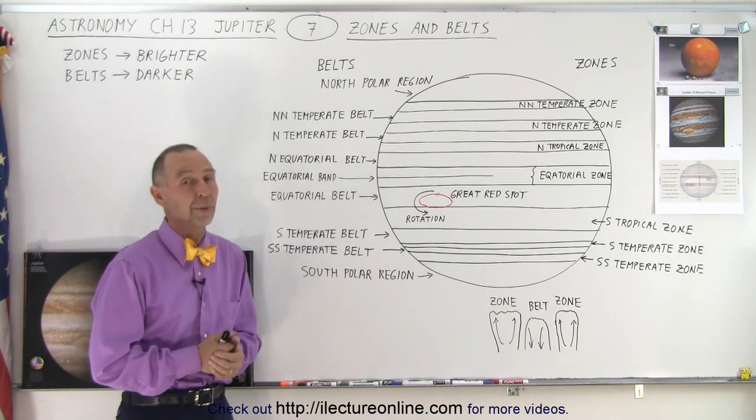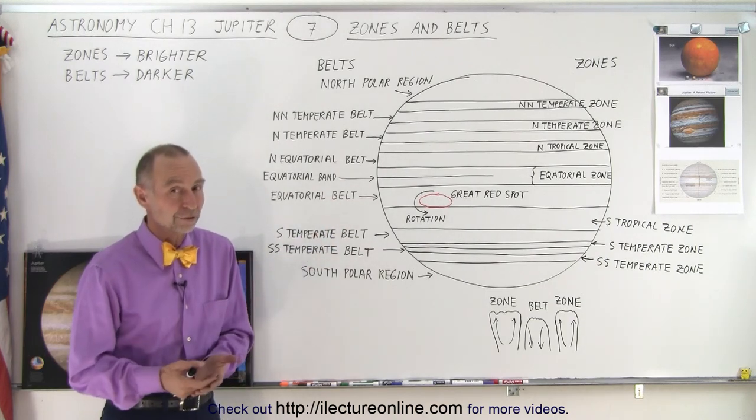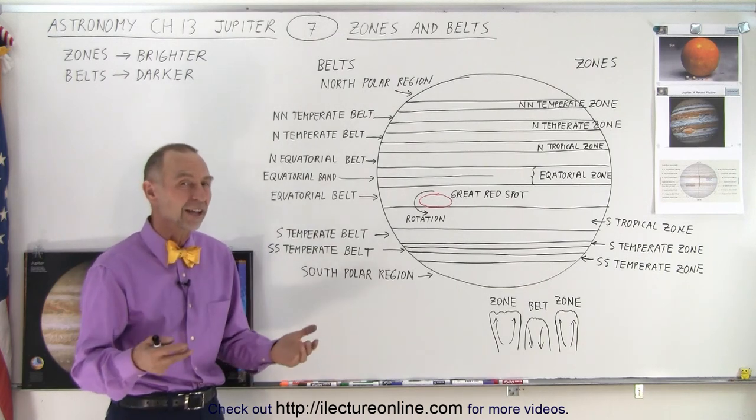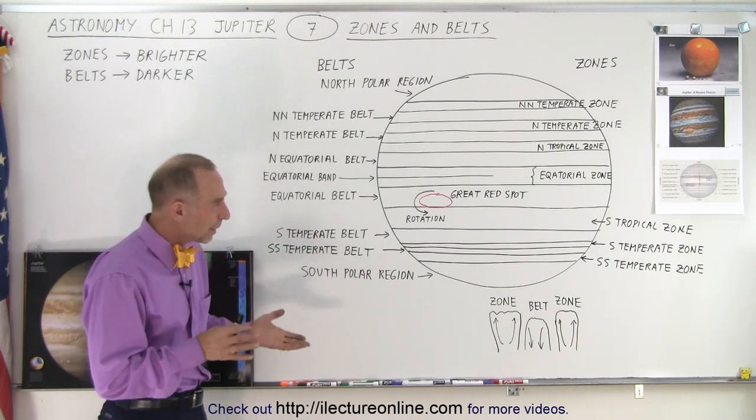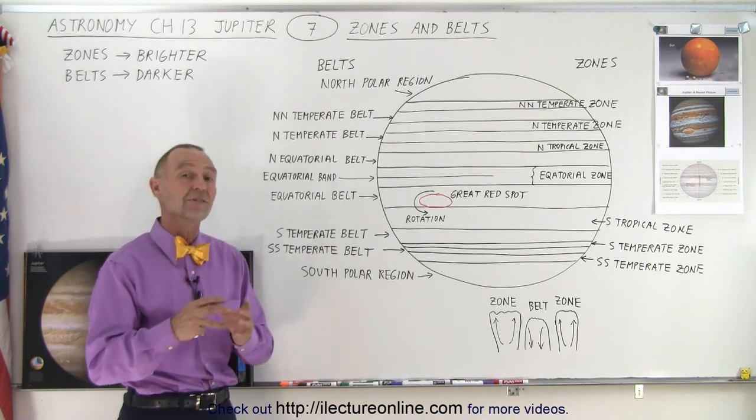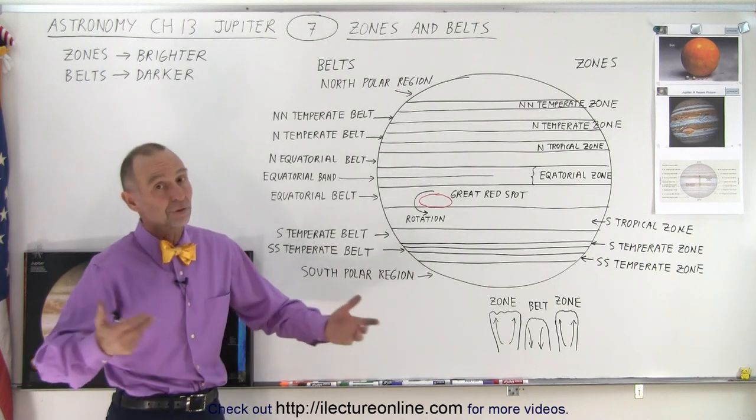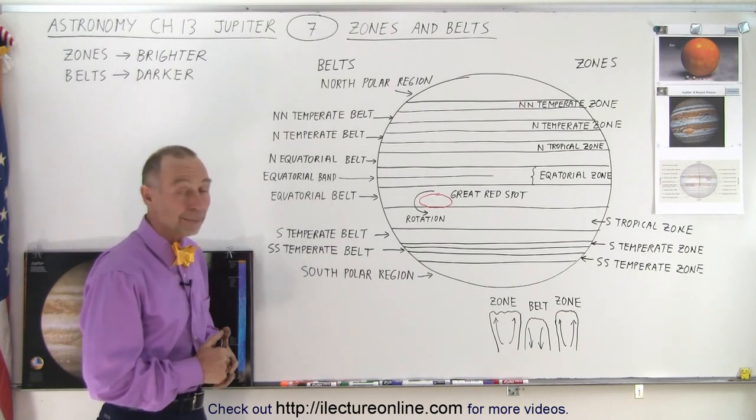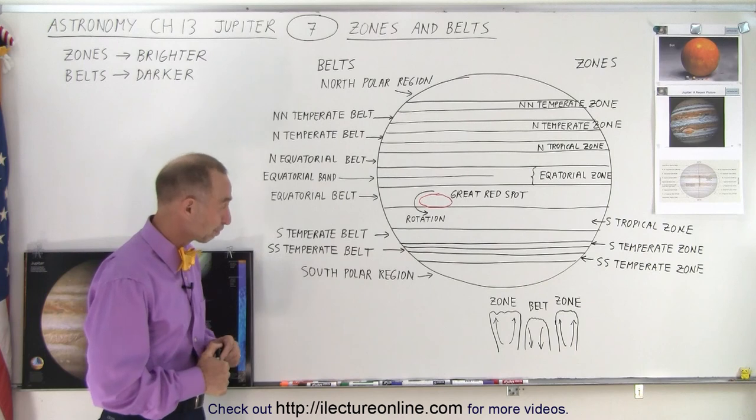For example, the Great Red Spot, we know that we've been observing that for over 300 years already, and it's still there. It does change in size lately. The last maybe 40 years or so, it has shrunk in size quite a bit, but it's still there. And who knows, it might grow again. We really don't know. But we'll keep an eye on it and see what happens in the future.